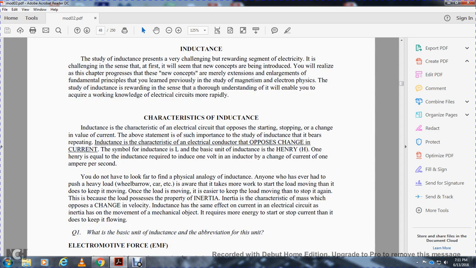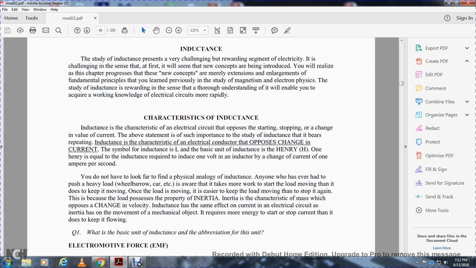Characteristics of inductance. Inductance is the characteristic of electrical circuits that opposes starting, stopping, or changing the value of current. The above statement is so important for the study of inductance that it bears repeating: inductance is the characteristic of an electrical conductor that opposes a change in current. The symbol for inductance is L. The basic unit of inductance is the Henry, or H. One Henry is equal to the inductance required to induce 1 volt in an inductor by changing the current at 1 ampere per second.